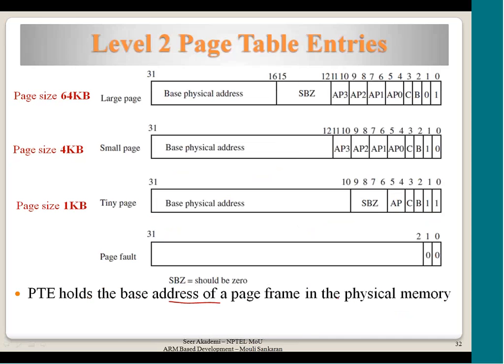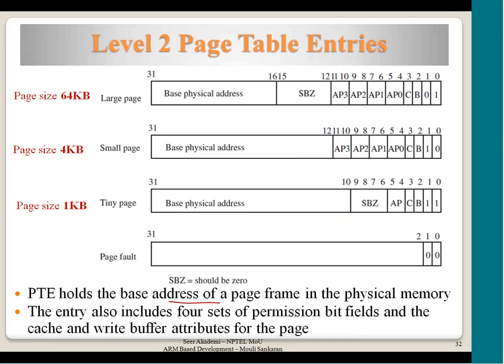So the PT holds the base address of the page frame, and then the entry also includes 4 sets of permission bits and the cache and write buffer attributes for the page. So each of them will be mapping from the lower address to the higher address. Okay, I hope this is clear to you.